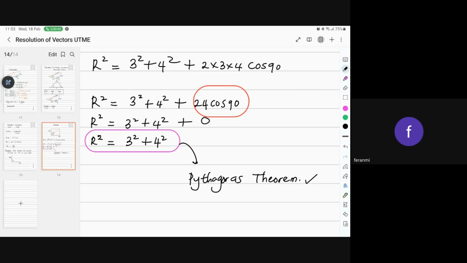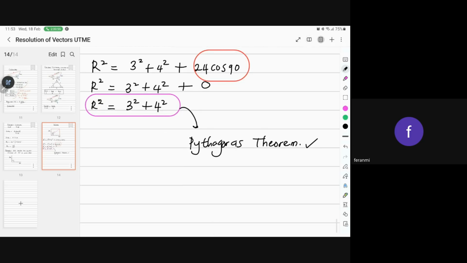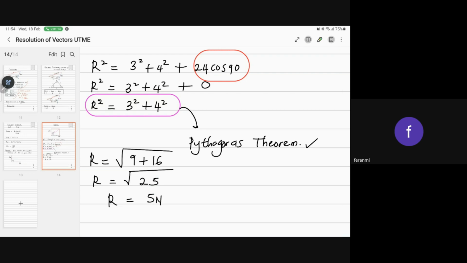So now, in summary, another question now is, since our resultant, let's go ahead and get the resultant vector now. So we have that R will now be equal to the square root of 9 plus 16. R is equal to the square root of 25. So that R is equal to what? 5 Newton.